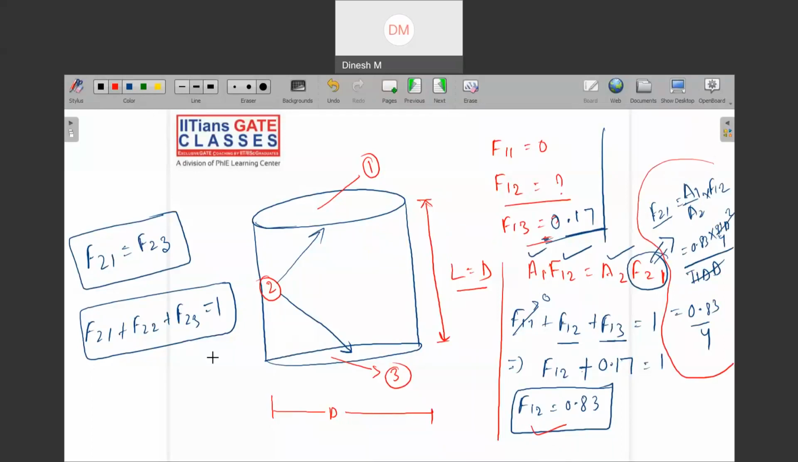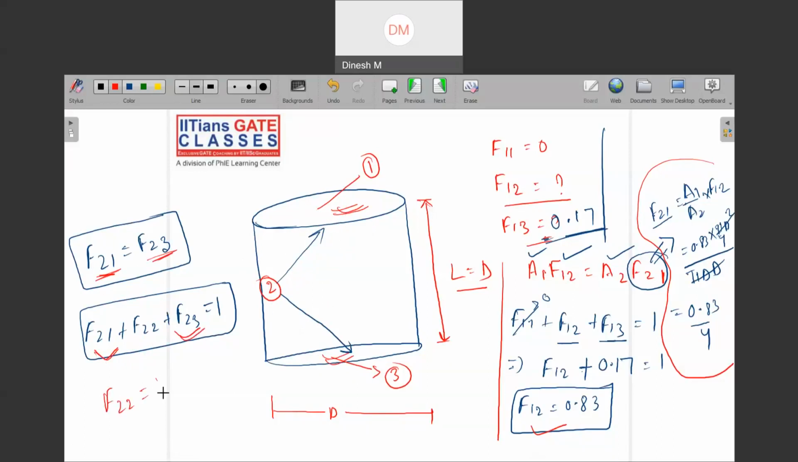I also know what is F21, and then coming to this theorem, I know F21. I don't know what is F23, but using the symmetricity theorem, if two surfaces are kept at equal distances, then their view factors will be the same. So F21 will be F23. So F21 I know, then I know F23 also.